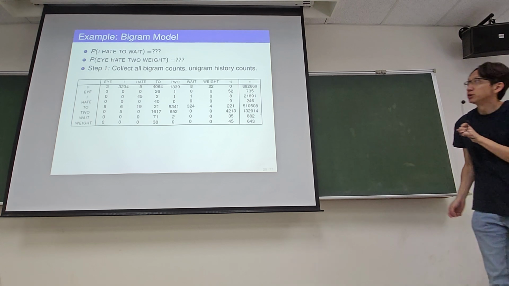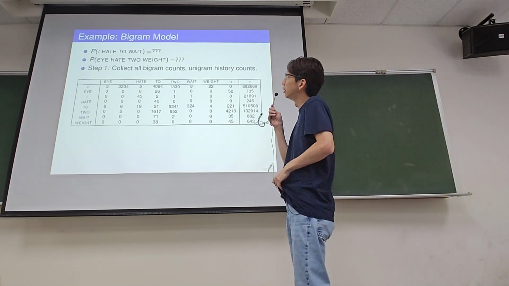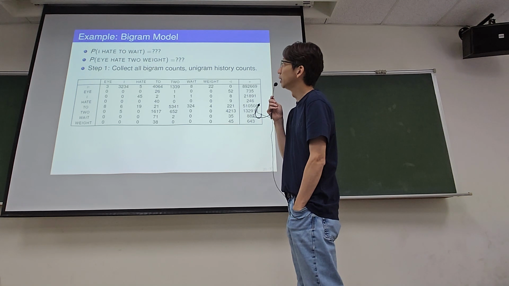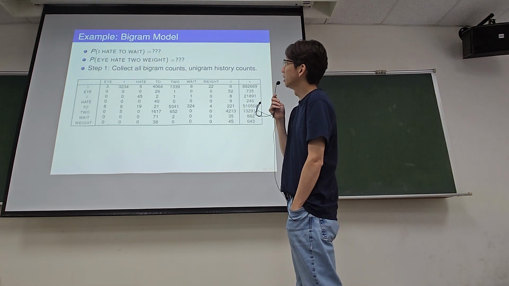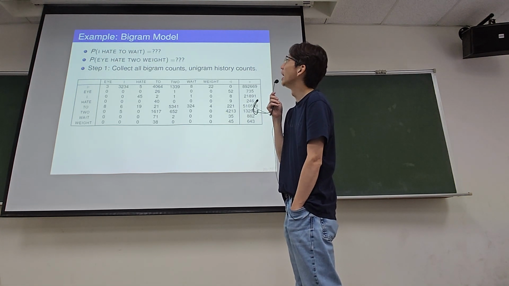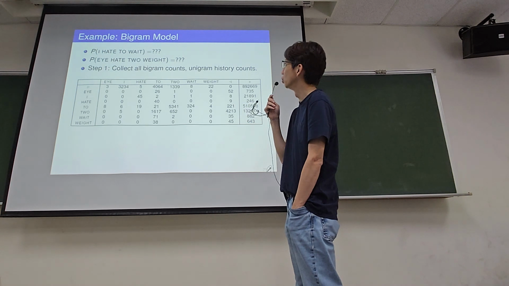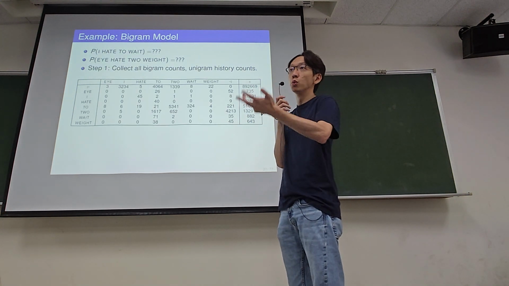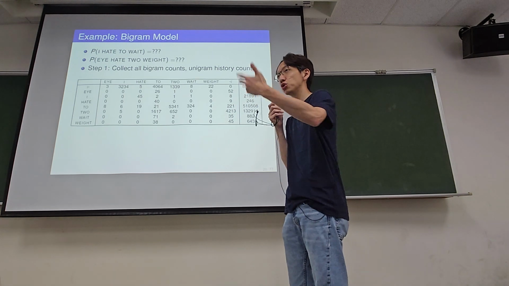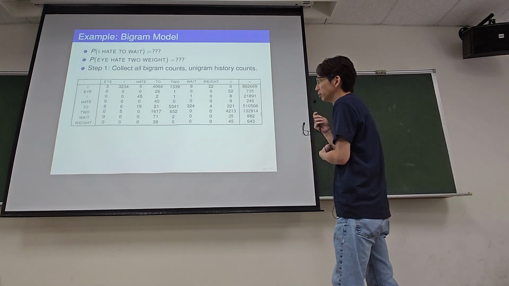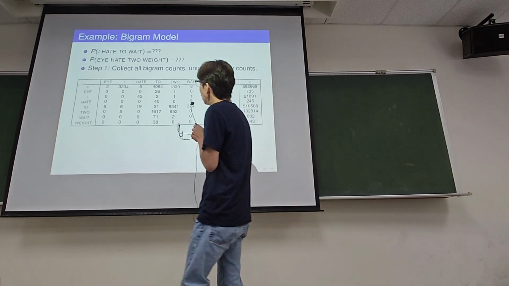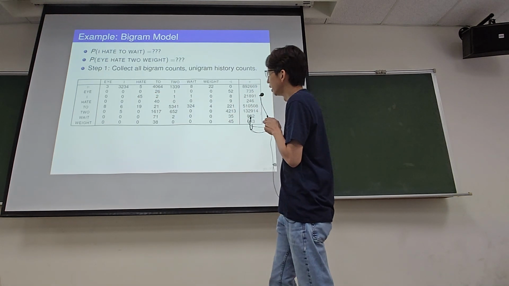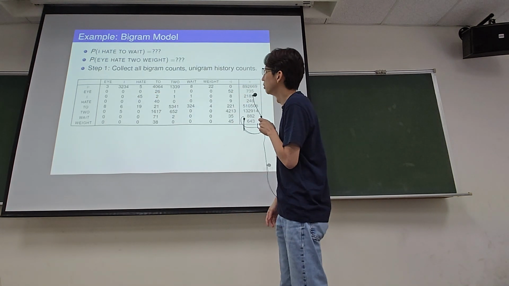All this boils down to a counting business. So here's an example. The first is the probability of "I hate to wash". The second is "I hate to wait". We can look at the language model for each one of them and see which one is most likely. You assign the most probable one under your language model. So again, you can collect all the bigram counts and unigram counts, and then you get this kind of probability table.